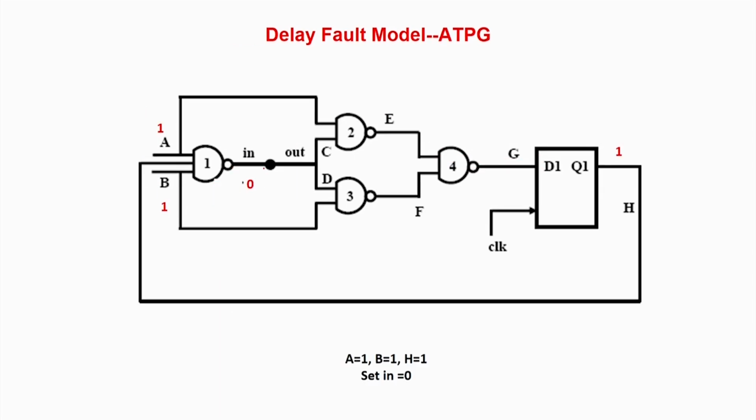So first I have to make the value at this line a 0. How can I do it? This is a NAND gate. The NAND gate output is 0 only if everything is a 1, 1 and a 1. You can see A and 1 are primary inputs which I can easily make 1, but the H, which is the feedback of this flop, also has to be made 1.